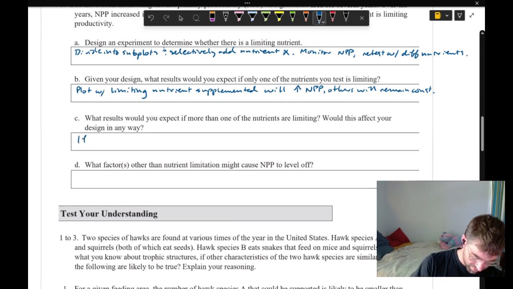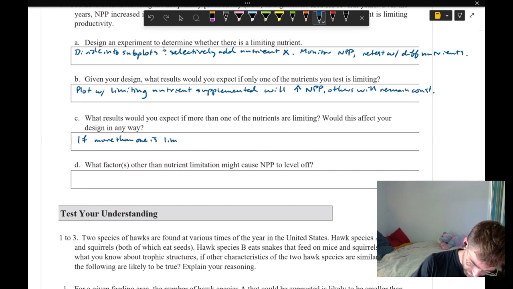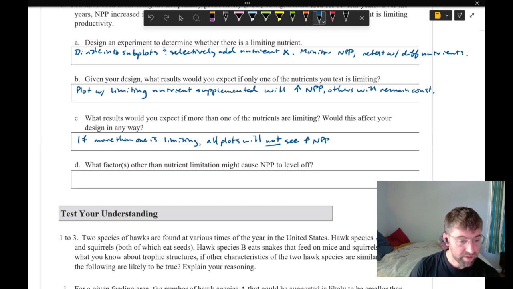So if more than one is limiting, all plots will not see increased net primary productivity. And at this point, you would start testing cross combinations of nutrients or other factors.